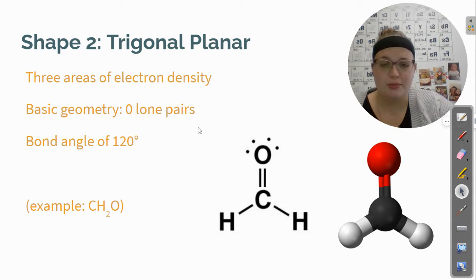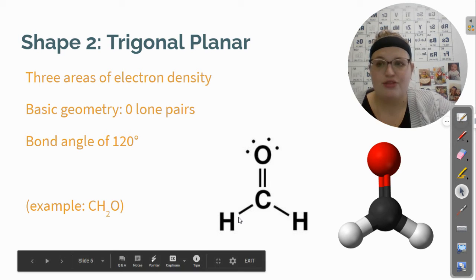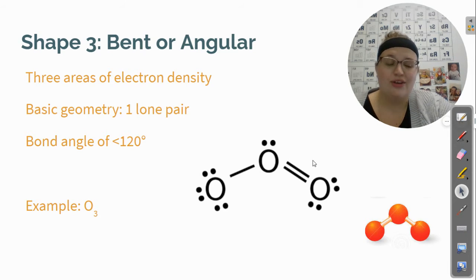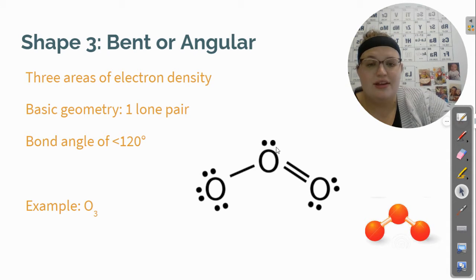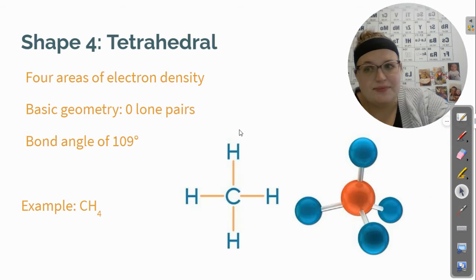Your next shape is trigonal planar. Trigonal planar is going to have 3 areas of electron density on the central atom. So it's going to be 3 things bonded to the central atom with 0 lone pairs on the central atom, and it's going to have a bond angle of approximately 120 degrees. Bent or angular: there are 2 bent or angular shapes, but the first one is going to have 3 areas of electron density, and that's going to be 2 things bonded with 1 lone pair. This is on the central atom only. If you'll notice, there are 1, 2, 3, 4, 5, 6 lone pairs on this molecule, but we're only focused on the central atom. And it's going to have a bond angle of less than 120 degrees.